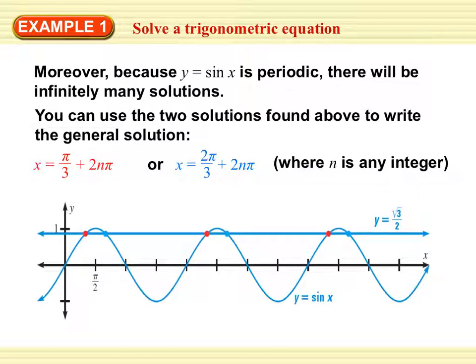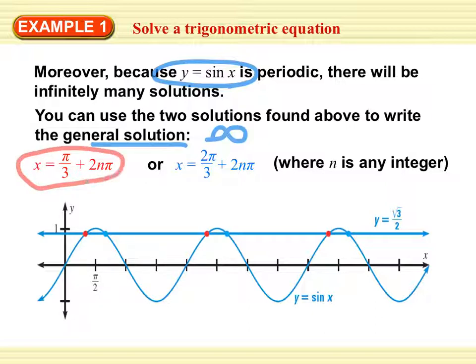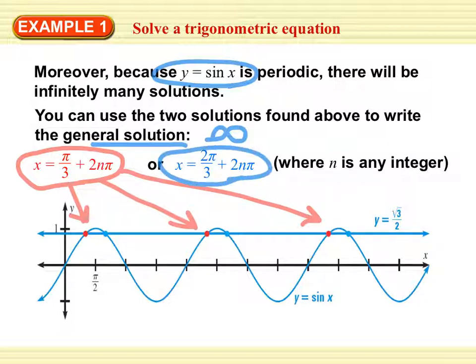Cool, I was hoping I included this graph. So this is the graph that the book drew. Because it's periodic, there'll be infinitely many solutions. You can use the two solutions found above to write the general solution, which is the infinitely many solutions. We've got this one, which is in red, it repeats. And this one, which is blue, and it repeats infinitely many times.